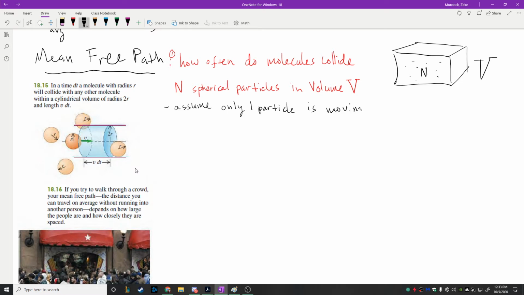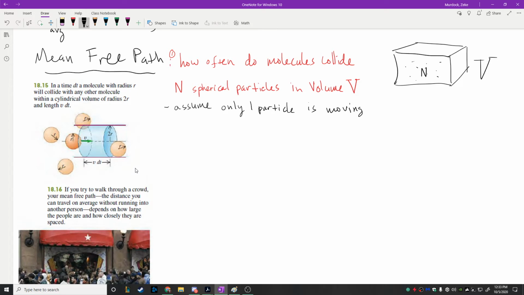So this would be like, imagine you're walking through a crowd, but everybody else is standing still. Maybe like at a concert, where you're pushing your way to the front. Everybody else is staying in their places. You're just trying to get to the front. So we're assuming that only one particle is moving, and it's going to have the odds of encountering some of these other particles.